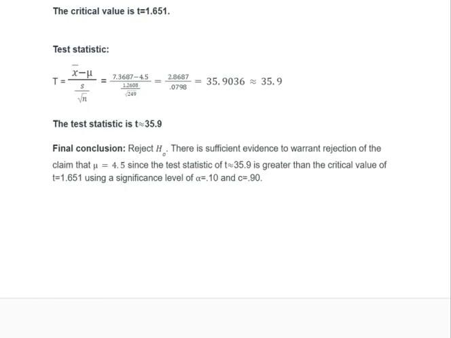There was sufficient evidence to warrant rejection of the claim that mu is equal to 4.5, since the test statistic of T is approximately equal to 35.9, greater than the critical value of T equals 1.651, using a significance level of alpha equal to 0.10 and confidence level of 0.90. And that was the end of our third part.